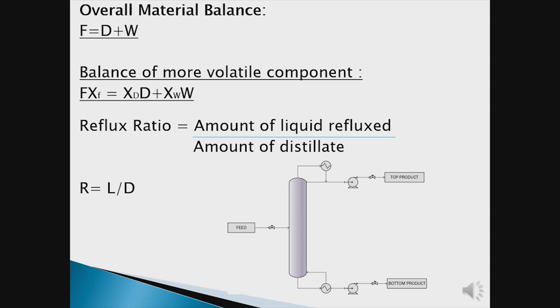Coming to the reflux ratio, it is the amount of liquid reflux divided by the amount of distillate. It's a very important equation. Several problems are done based on this reflux ratio. That is R equals L by D. That is, the amount of liquid being sent back to the distillation column from the condenser, divided by the amount of distillate, that is the top product, is equal to the reflux ratio.